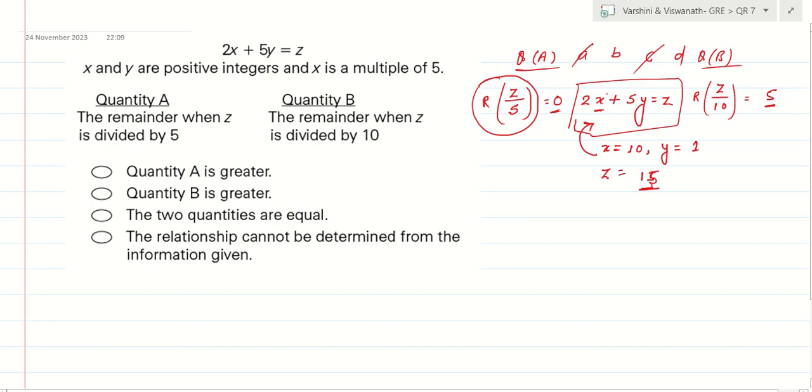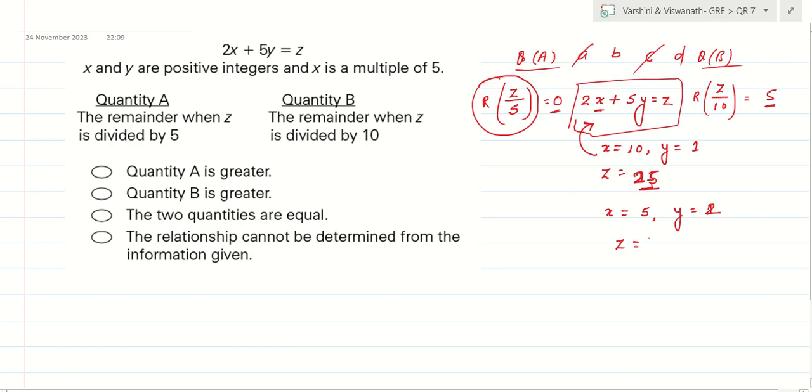Now, can you assume any other number which may eliminate option B? So x equals 5, correct? And y can be 1. How much will we get? Z equals 10 plus 15. This is 25. Now here, the first one is 25, and the same thing, and this is 15. Same thing I'll get, no?